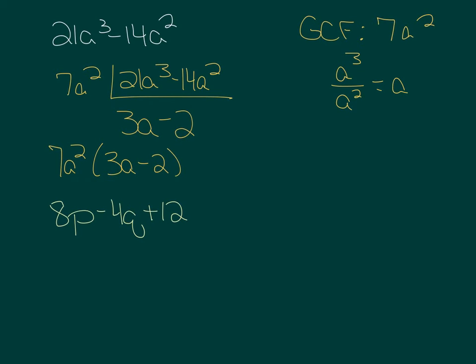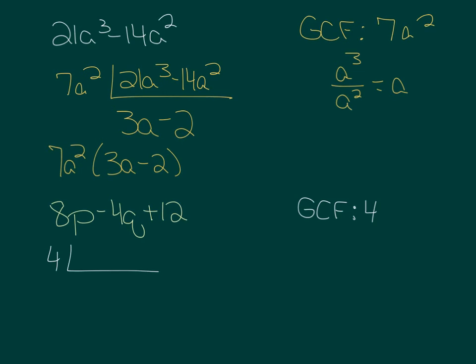Next, I have the polynomial 8p minus 4q plus 12. I look at my numbers, 8, 4, and 12. What is the GCF of 8, 4, and 12? What's the biggest number that goes into all three of those? That's 4. Then I look and I don't have any common variables. This p is not common to all three terms. This q is not common to all three terms. So since there's not any variable common to all three terms, 4 is my GCF.